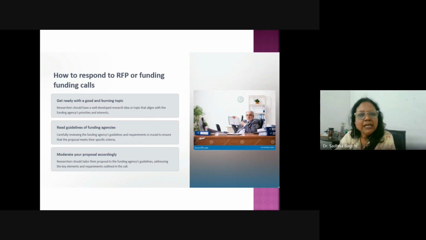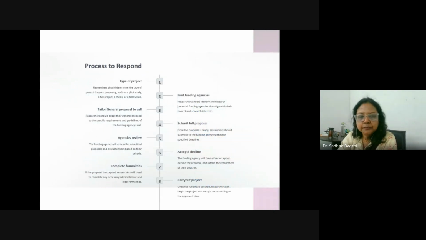Similarly, every funding agency has separate, different guidelines. So you have to follow the guidelines. You must read carefully the guidelines of the funding agency, and change your proposal into that particular format. Moderate your proposal accordingly. Okay.